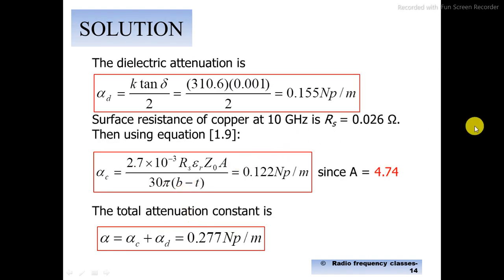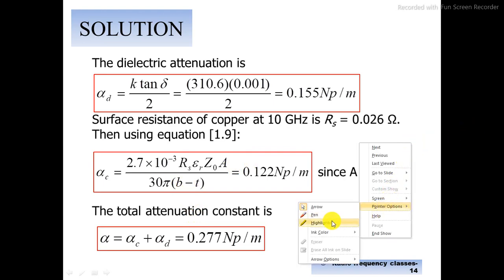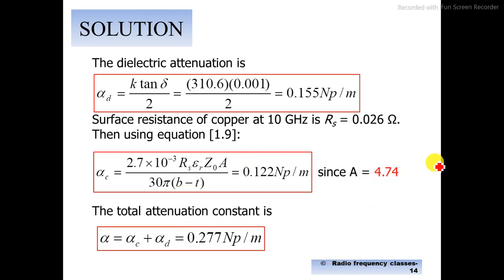So you can see here alpha D is nothing but K tan delta by 2, which is 310.6 into 0.001 divided by 2. So this is our alpha D. Now surface resistance of copper at 10 gigahertz is given as 0.026 already in the question.